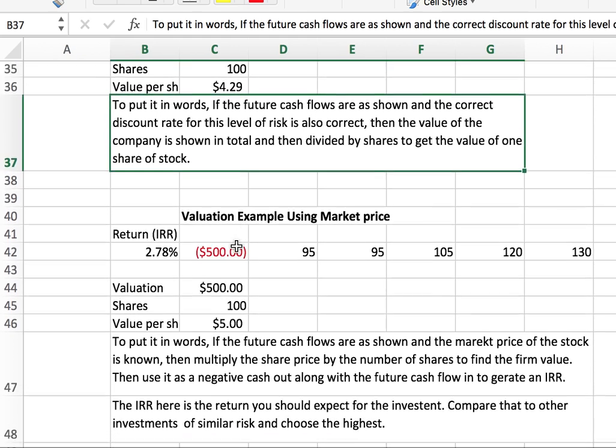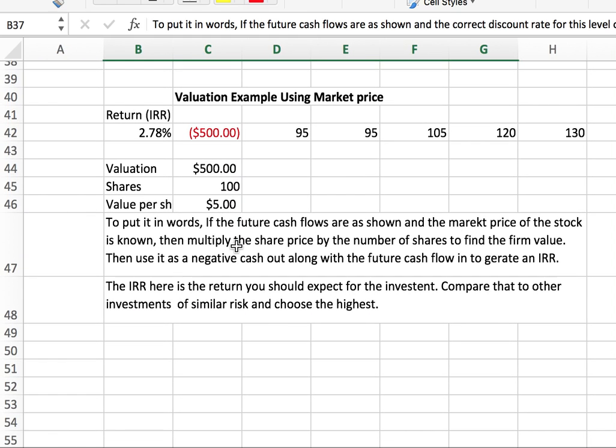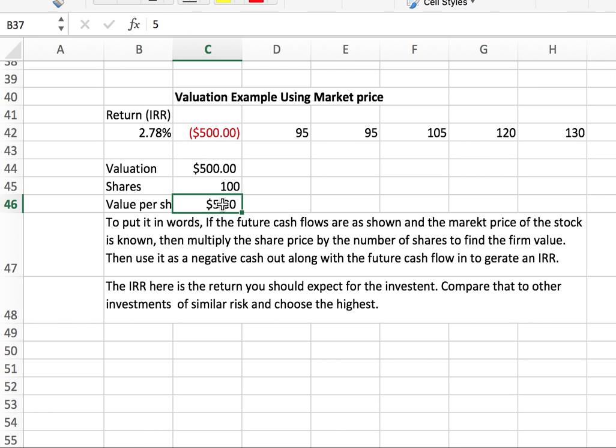I also said you could do this backwards. Now this is doing it backwards. The cash flows are the same. We've predicted those cash flows through our analysis, and as I said, that's in a different class. We're just going to take them as given. And then in this case, we look at the market price, and the market price is $5 a share.